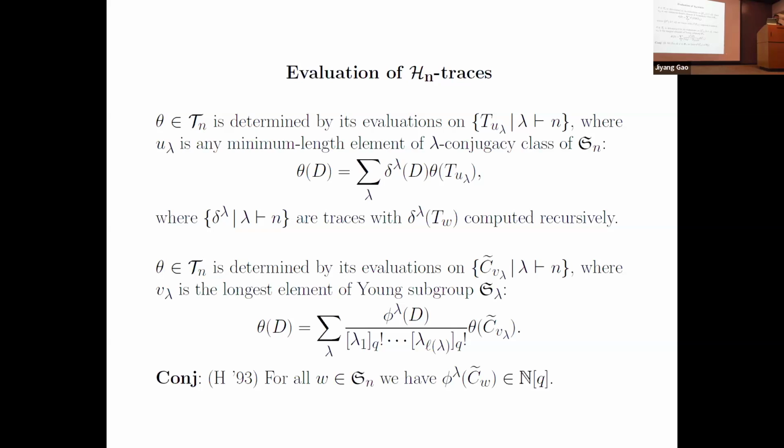Alternatively, a trace theta is determined by its evaluation at the Kazhdan-Lusztig basis elements C_{v lambda}, where v lambda is the longest element of the lambda Young subgroup of S_n. To compute theta of d, we first evaluate theta at all the elements C_{v lambda}, then take a linear combination of these. The lambda coefficient involves the modular trace, which we saw a minute ago. The evaluation of theta on C_w for any w in S_n is a polynomial in q, conjectured to have non-negative coefficients.